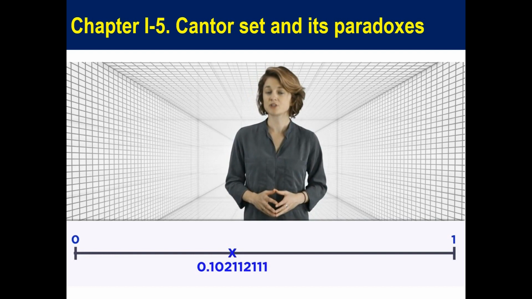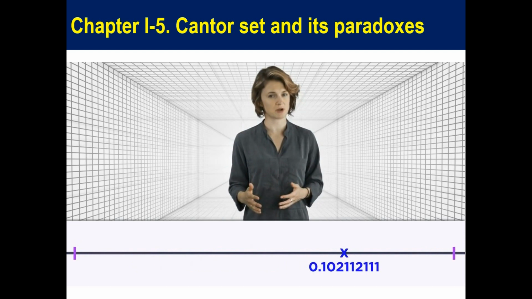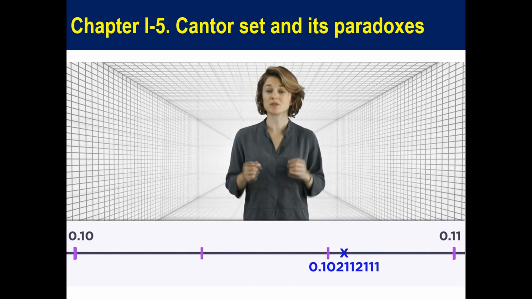Divide the interval into 3 pieces, then look between the 1st and the 2nd mark, between 1 third and 2 thirds. Divide that into 3 pieces, then look between the 0th and 1st mark, between 0.10 and 0.11. Again, you can keep zooming in that way and you'll eventually find the point.